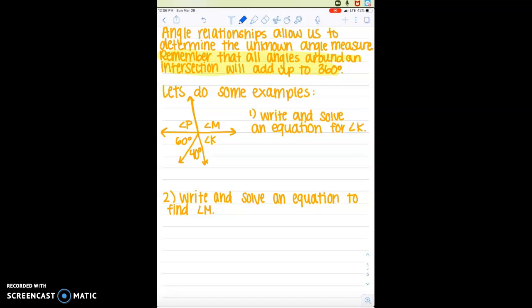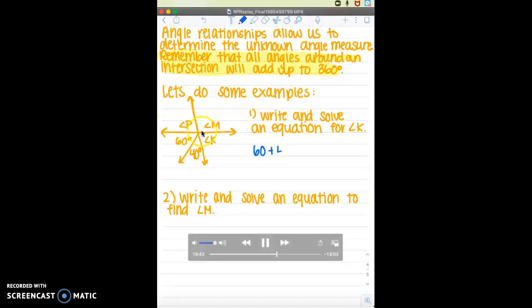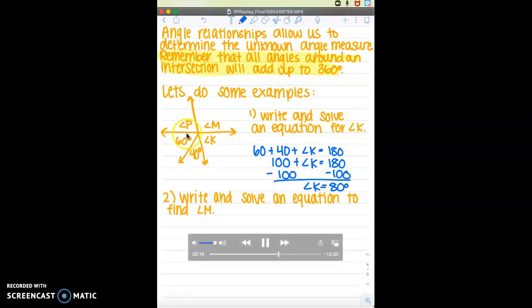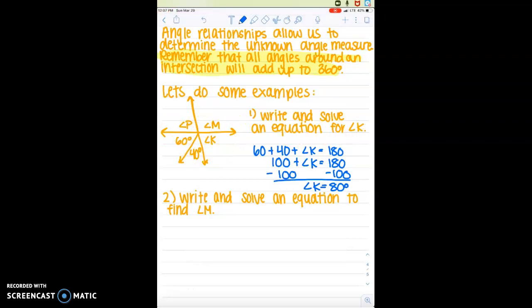So when we're looking for angle K right here, we notice we've got a straight angle. So we know that all of these three together have to equal 180 degrees, which is where I get 60 plus 40 plus angle K equals 180 degrees, because they're all on this side of the straight line. So that means 100 plus angle K will equal 180. And we're going to subtract 100 from both sides to figure out that angle K is going to equal 80 degrees. So it's really important that you're able to figure out that that is a straight line so that these three have to equal 180 degrees.